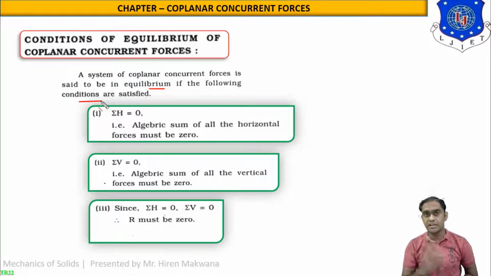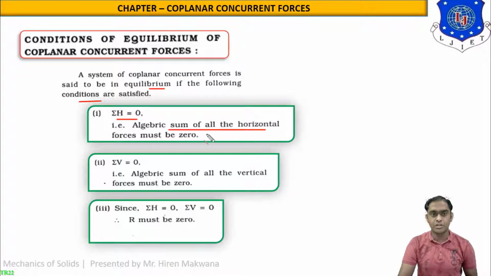For that, three conditions should be satisfied. First one is sigma H equal to 0. So the algebraic sum of all the horizontal components must be 0. All the horizontal forces' summation must be 0. Second one is, similarly, sigma V equal to 0, which means the algebraic sum of all the vertical forces must be equal to 0.